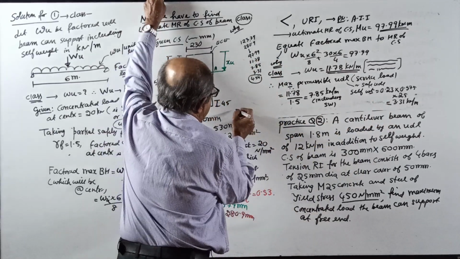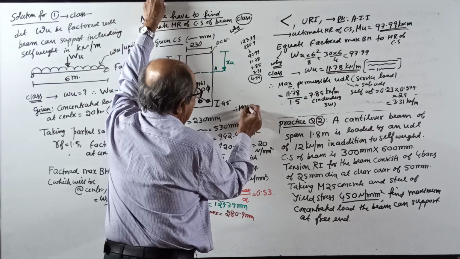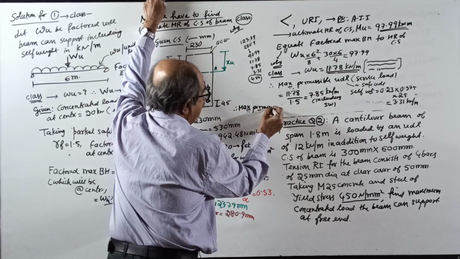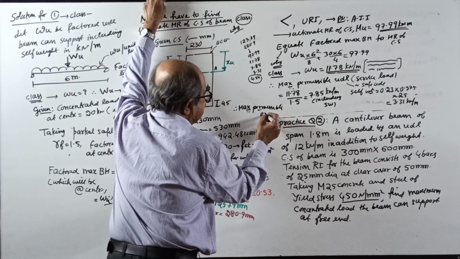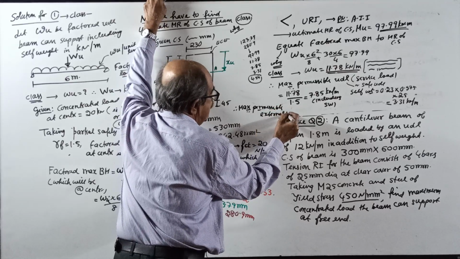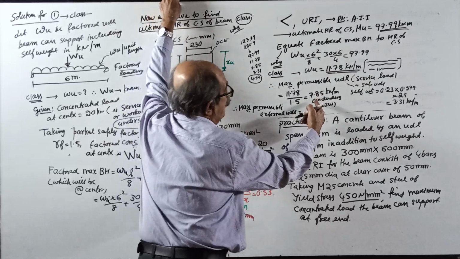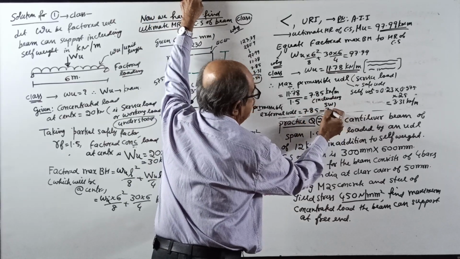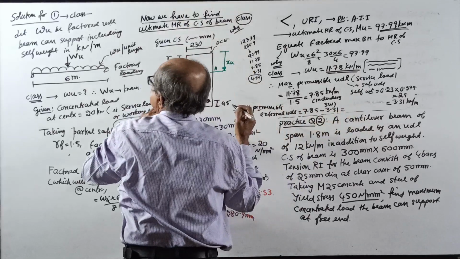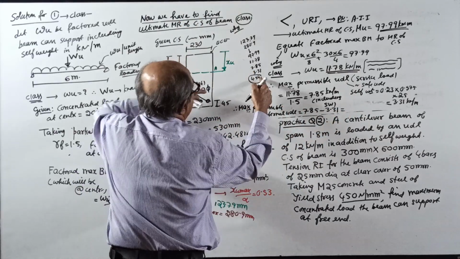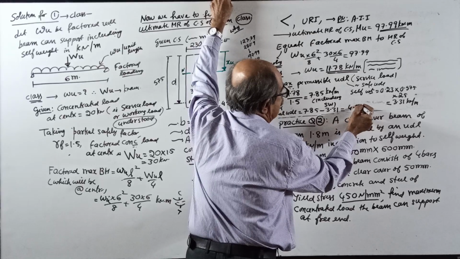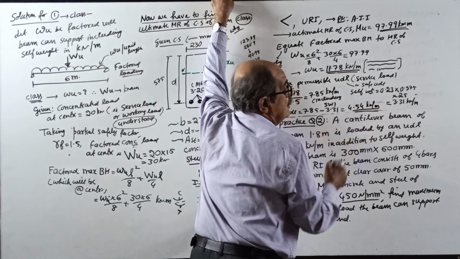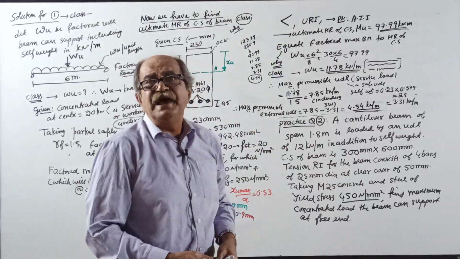So the last statement: therefore, the maximum permissible external UDL equals whatever you got, 7.85 subtract 3.31. It will come 4.54 kilonewton per meter. So this much external UDL you can safely apply over the beam.